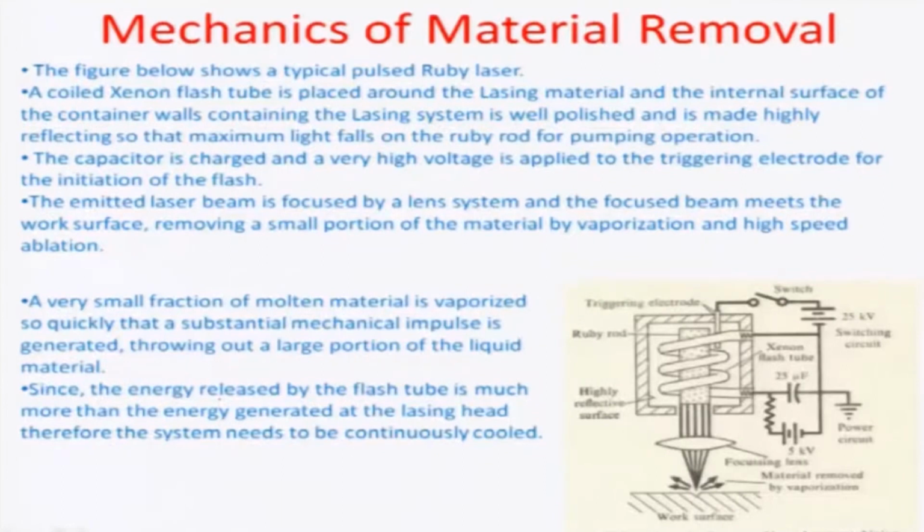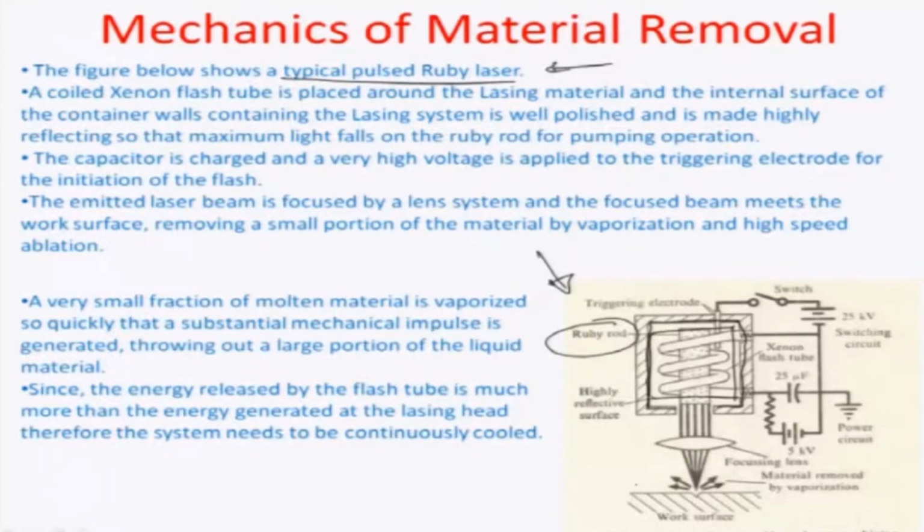Let us talk about the mechanics of material removal in a laser. This figure right here shows a typical pulsed ruby laser. As you can see, there is a ruby rod, which is the lasing medium in this particular setup, and there is a coiled xenon flash tube, which is this region coiling the ruby medium. The xenon flash tube is responsible for all the primary emission which results in the population inversion in the ruby medium, and the whole setup is housed within a highly reflective surface, meaning that the surface inside which this whole lasing system is placed is highly reflective.